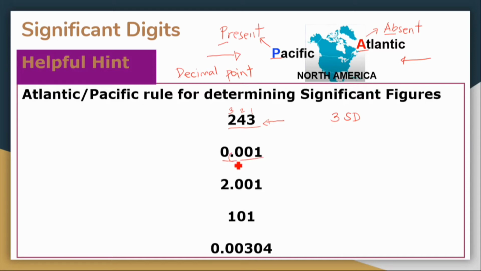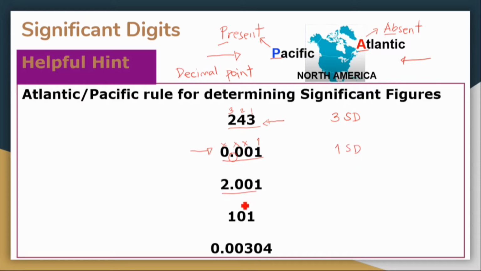Second example, 0.001. So our decimal point is present. So it means we're going to start counting from the left. So remember, we will start counting the first non-zero. This is 0, so not counted, not counted, not counted. So this is our significant digit. So it means we have 1 significant digit.